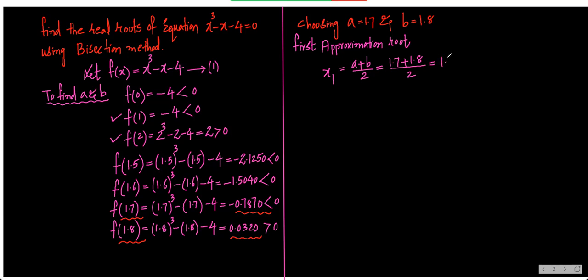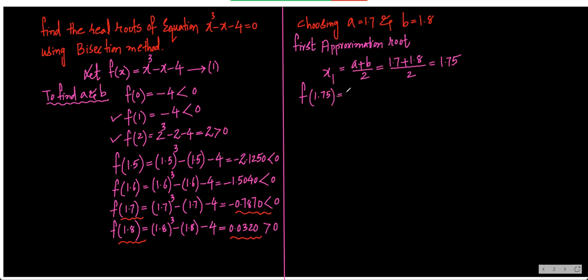1.7500. Yes, 1.7500. But after decimal, you can neglect the zeros. So I am assuming that 1.75 is our first approximate value. This first approximate value, we have to substitute in our function. Let us substitute f of 1.75.